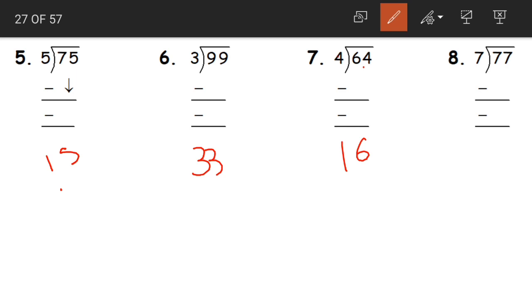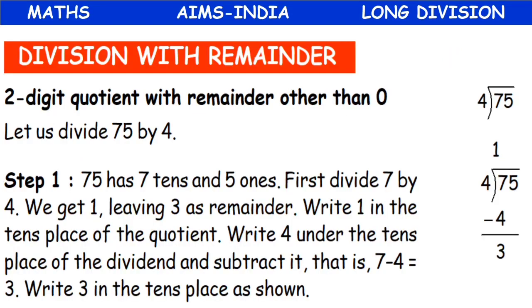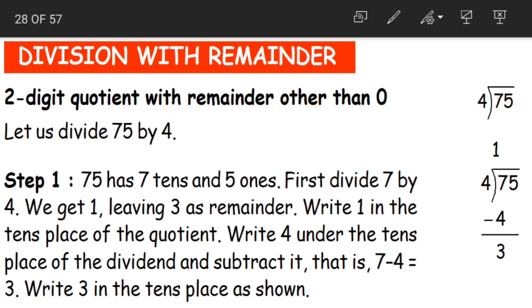16 fours are 64. Next, coming to question number 8, 11 will be our quotient. Okay, children, try solving these divisions and these should be your quotients after dividing. Now, coming to division with remainder. Now, 2-digit quotient with remainder other than 0.